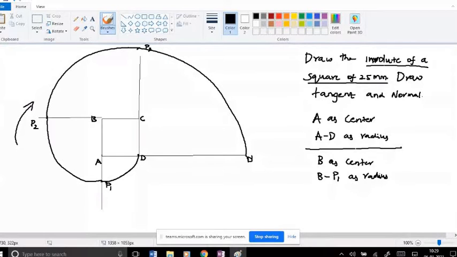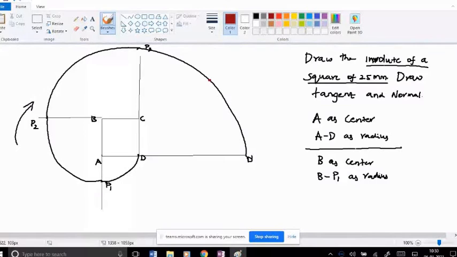Okay. So let me ask you a question. They say draw tangent and normal at any point. Let's assume that I have chosen this particular point. Okay. Can someone suggest how to draw the normal? Any idea? Taking B as a center. Yeah, because this is just a quarter circle. So for the quarter circle, the normal is nothing but from the center you need to draw a line to that point. So that will be your normal.